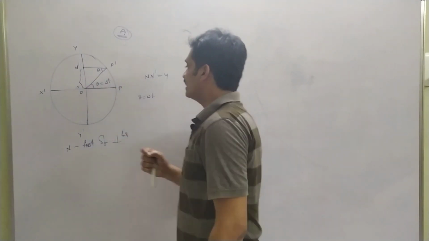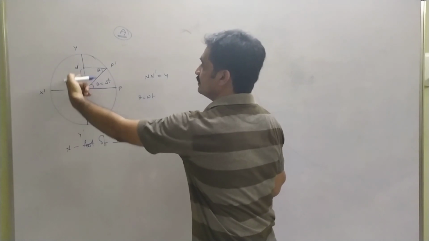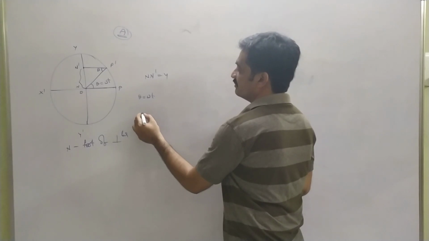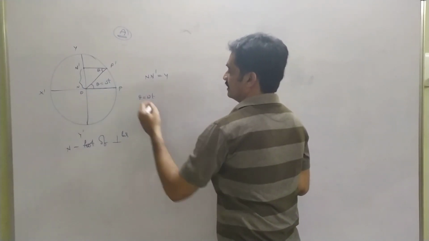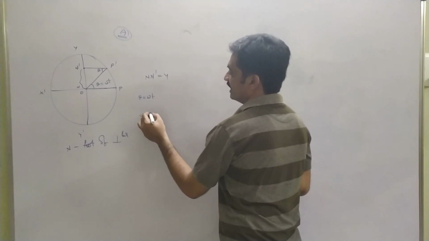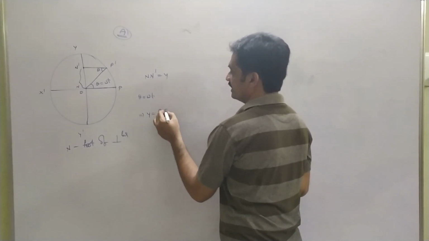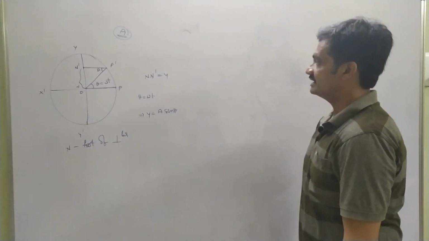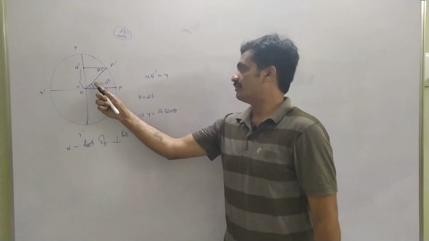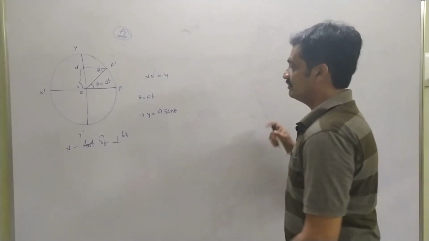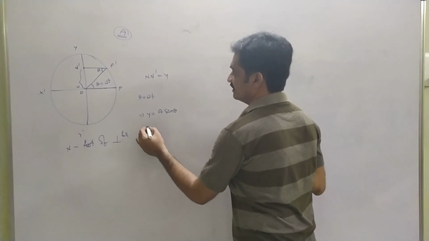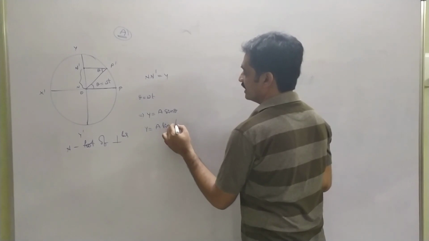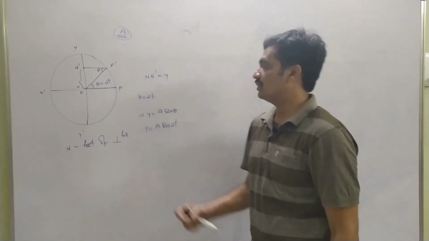Based on that, we can represent the displacement of the foot of the perpendicular N dash, where N dash can be given based on sin theta. So here we get y equals a sin theta. Why? Because the radius of this circle is a, whereas y equals a sin theta, and here we can represent y equals a sin omega t.